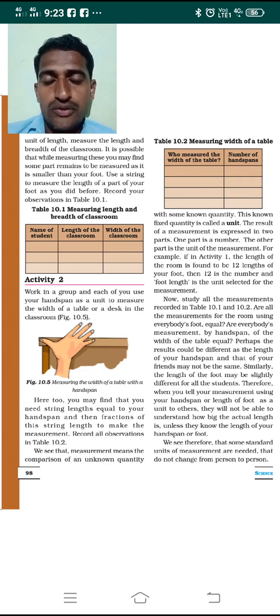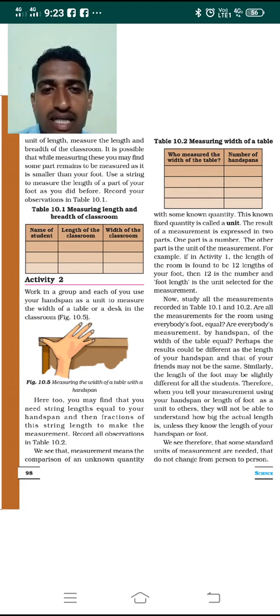What you need to do is use your hand span. Hand span, you know that already. So hand span as a unit of measurement. By using the hand span as a unit of measurement, you have to measure the width of the desk in the classroom. Look at figure 10.5, you can see that the width of the table can be measured. Look at the diagram here, measuring the width of the table with a hand span.